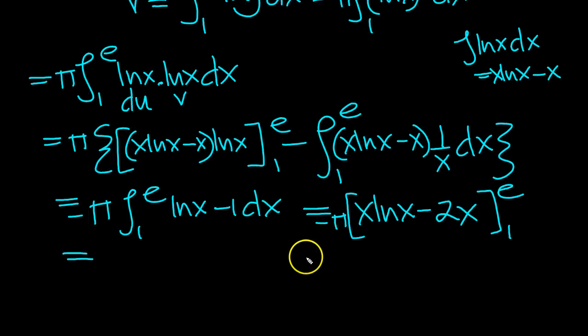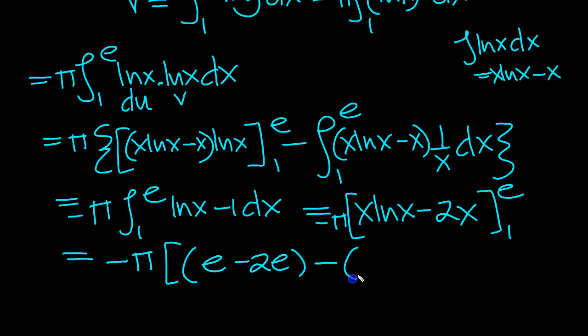So we've got minus pi bracket. Top value is e times log e, which is e, minus 2e. Top value, take away the bottom value. Log of 1 is 0. Minus 2, close bracket, close square bracket.